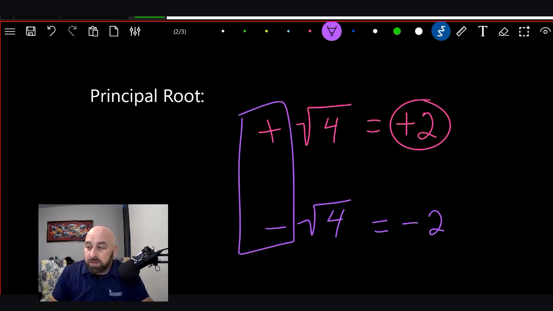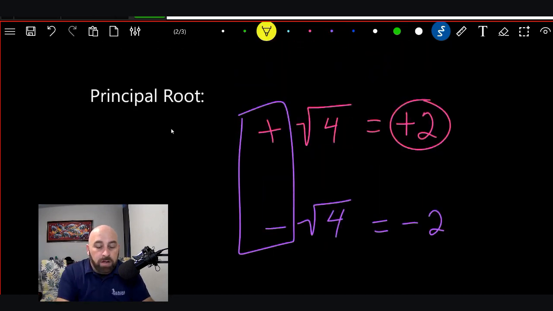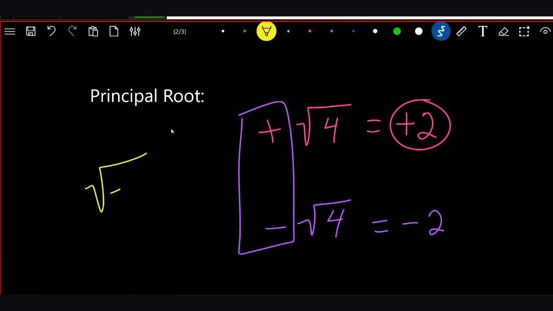Now, let me show you something else that's kind of interesting. I can show it to you right here. If I have a negative inside the radical, guess what? If it's a square root, there is no way to solve this. This does not have an answer. This would be no solution. Why does it have no solution? Because there's nothing that you can multiply together that's the same that gives you negative 4.